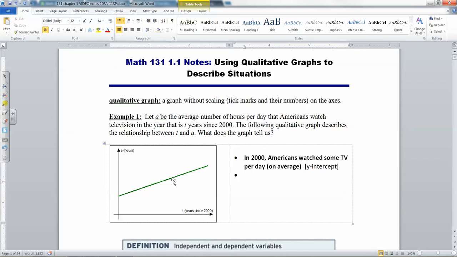Then there's something else you see, which is that the amount is growing steadily. So since 2000, the average number of hours per day that Americans watch has been steadily increasing. And what am I getting at there? Well, in this particular case, because this one's a line, I'm getting at its slope. But I'm also just getting at qualities that the graph has. It's going up, and it's going up at a steady pace. Right? So even if it's not a line, you still want to know, is it going up, is it going down, that kind of thing.